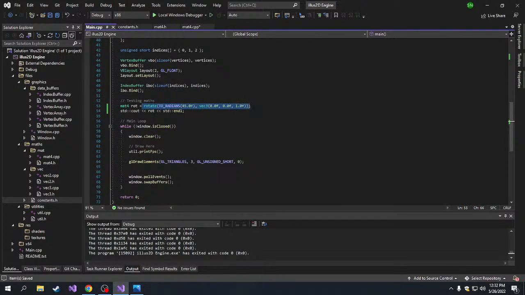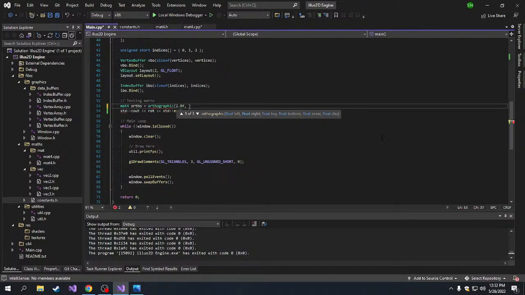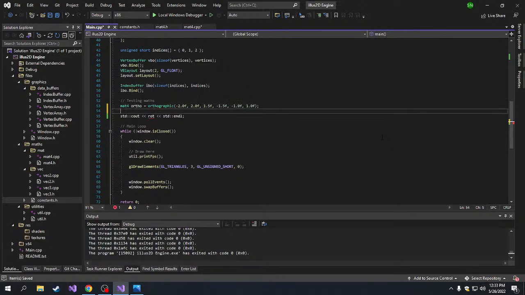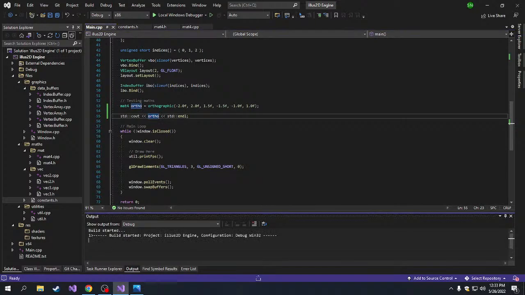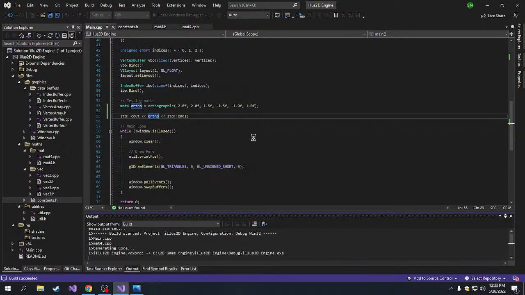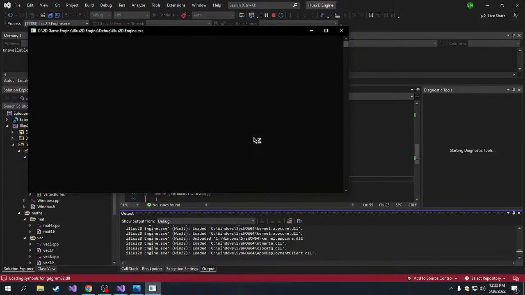Okay, we'll make mat ortho and do orthographic. It's going to take a couple of parameters: -2 on the left, 2 on the right, 1.5 on the top, -1.5 on the bottom, z near -1, and z far. Okay, cool. I'll print the ortho and let's see if it's okay or not. It should be okay, and we get this.